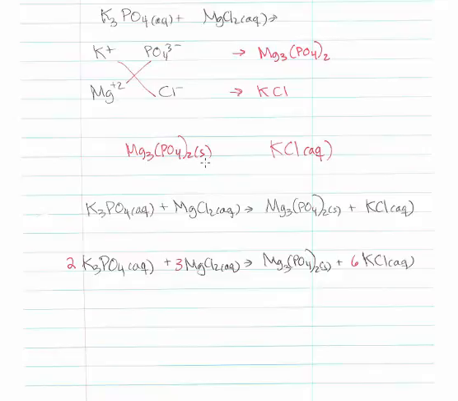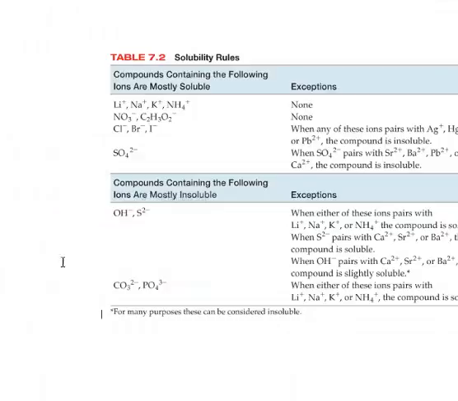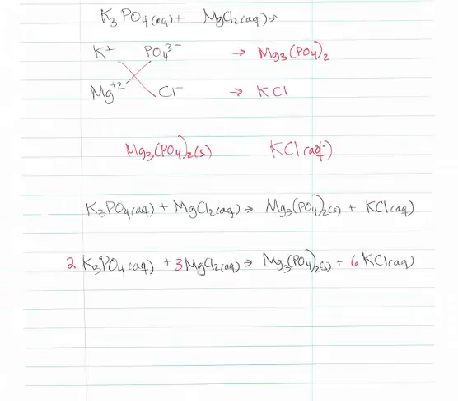It doesn't dissolve in water. Potassium chloride, if I look at my solubility guide, anything with potassium is always soluble. There are no exceptions. So I know that that's going to be aqueous, which means it dissolves in water. So potassium phosphate aqueous plus magnesium chloride aqueous forms solid magnesium phosphate and aqueous potassium chloride.